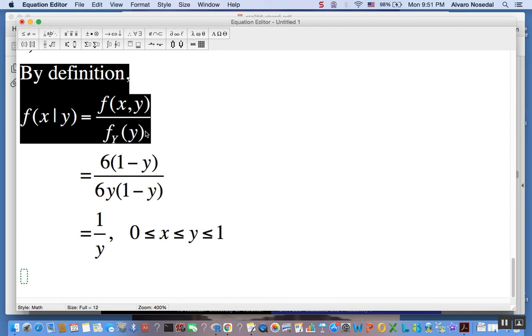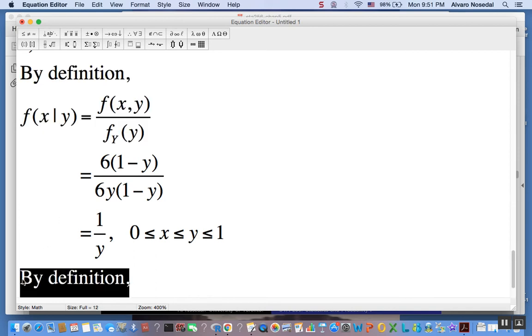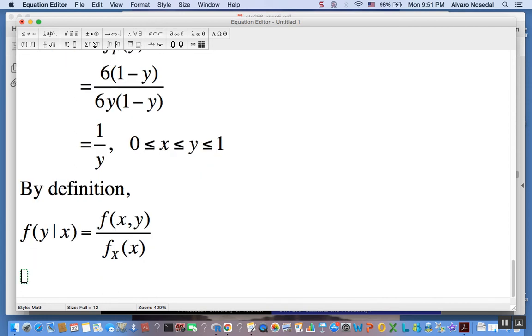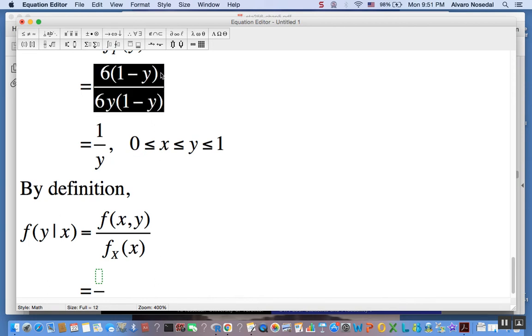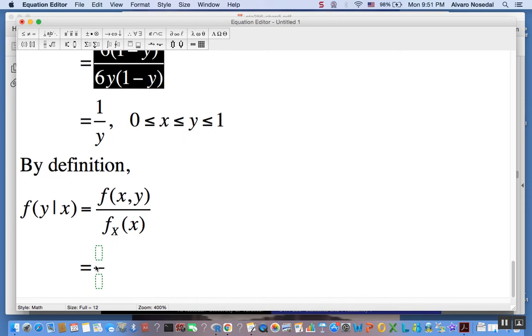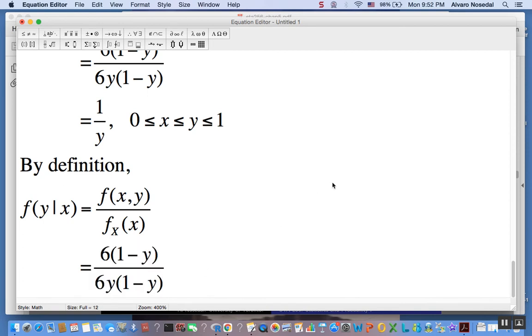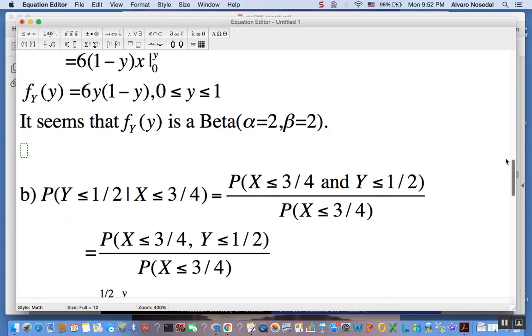The other conditional density will look like this. f of y given x is just going to be the same joint divided by the marginal, but in this case the marginal is the marginal of x, right? So let me borrow the joint from what we had before. That one is not going to change. The one that is going to change is the bottom part, the denominator. Let me go get the marginal of x.